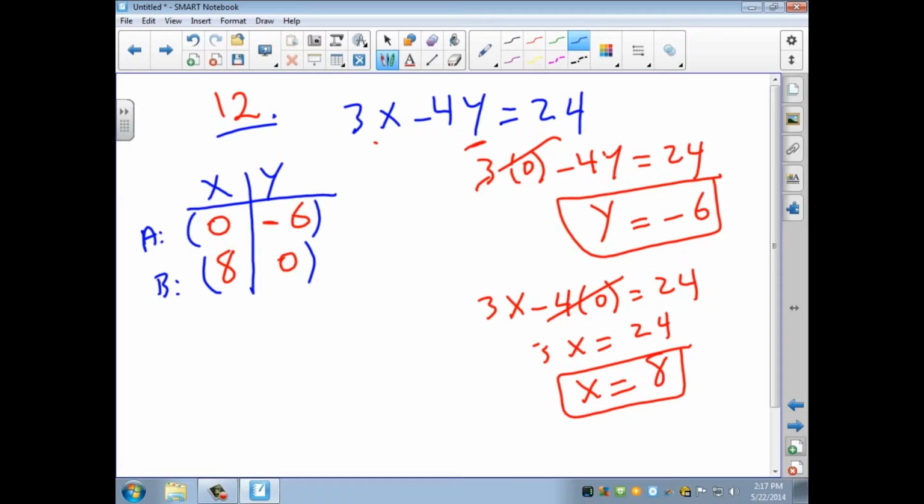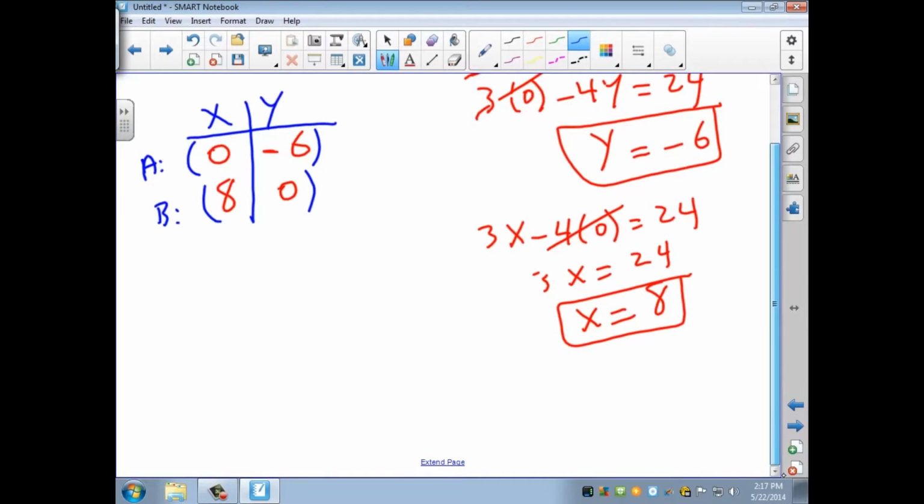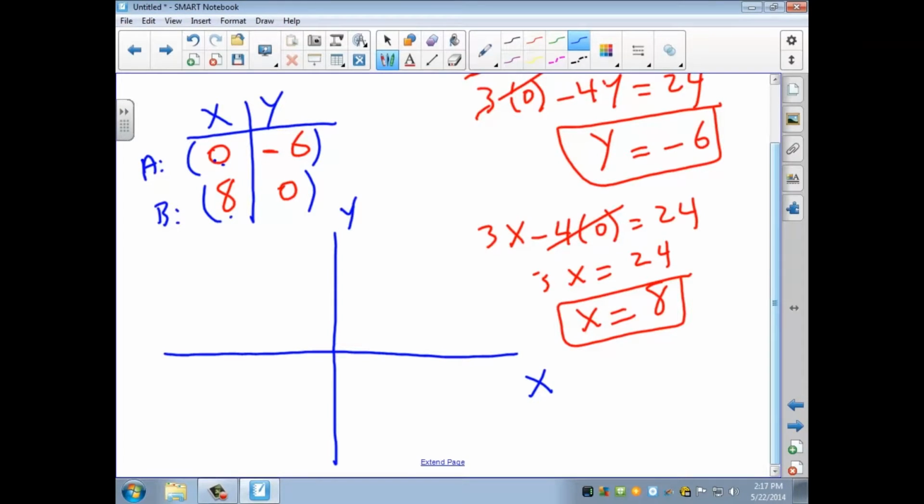So I can sketch a graph. If I have x here, and y here, first, I have to choose my scale. I see x goes from 0 to 8. These are the two values from 0 to 8. So I have to choose, let's say, my x this way. Let's say 2, 4, 6, 8, and continue. So 2, 4, 6, 8.